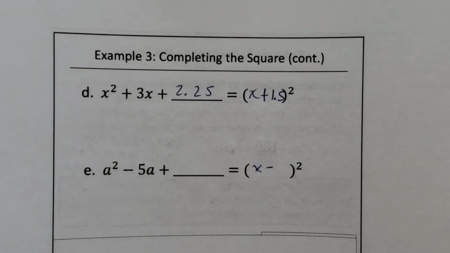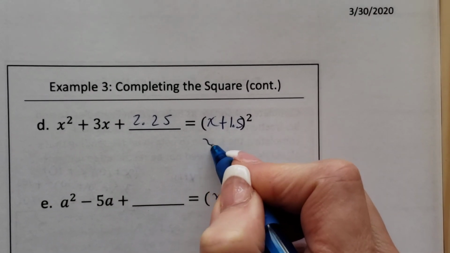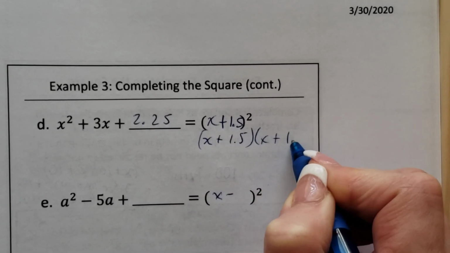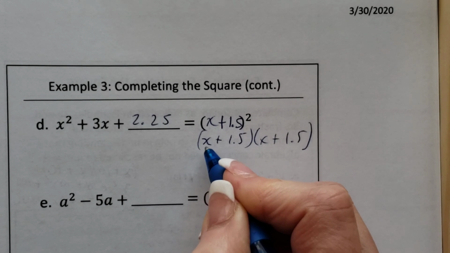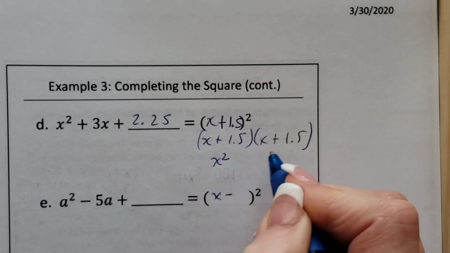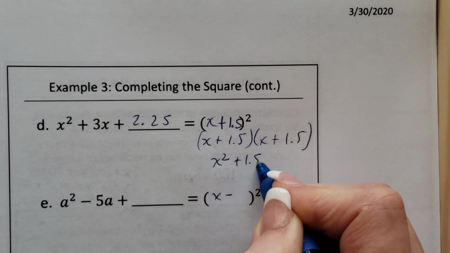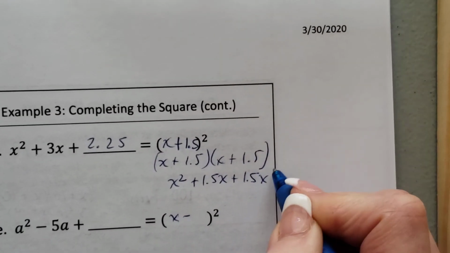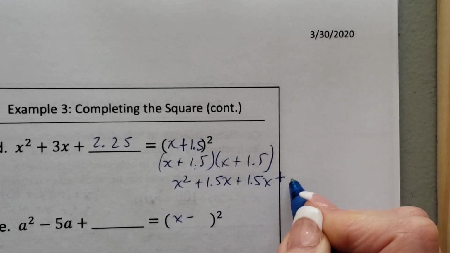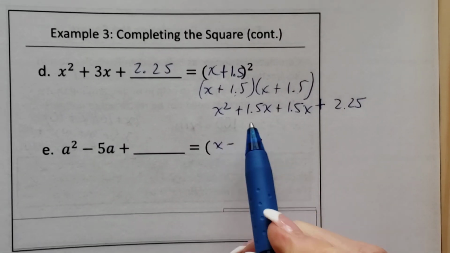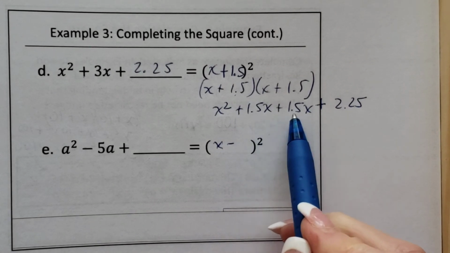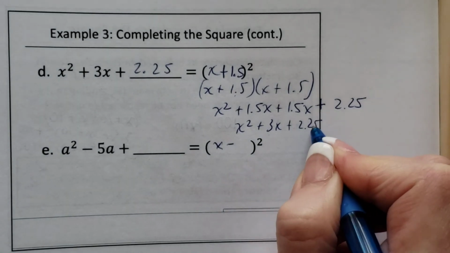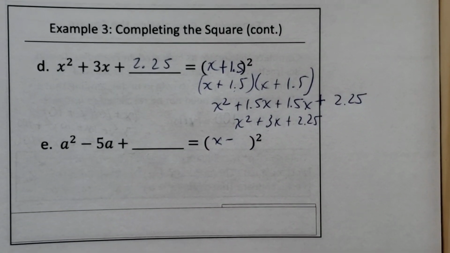All right, so that one's a little tricky. Let's make sure it works out. So we have x plus 1.5 times x plus 1.5. So we're foiling it. X times x is x squared. X times 1.5 is 1.5x, plus 1.5x, plus 1.5 times 1.5 is 2.25. We combine those two middle terms, we get 3x. And we're right because that's what we started with.